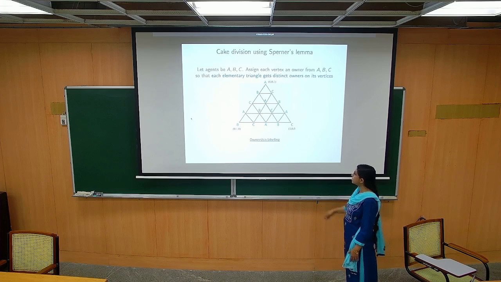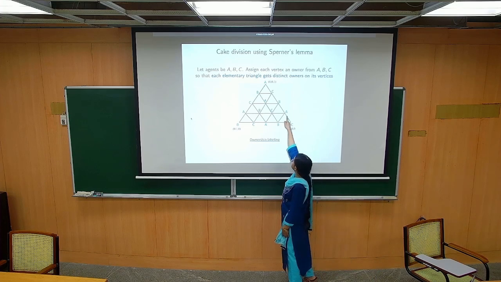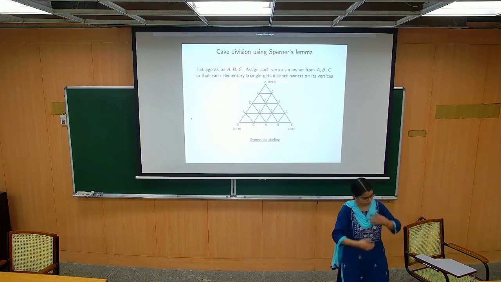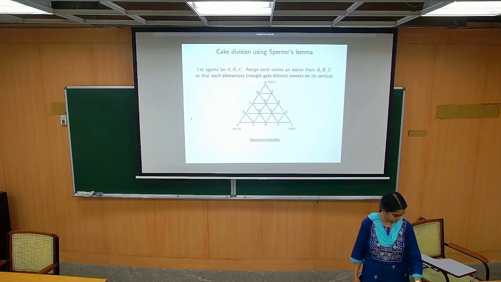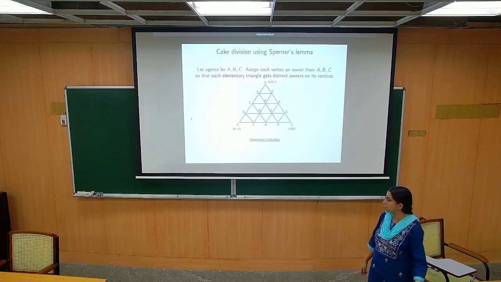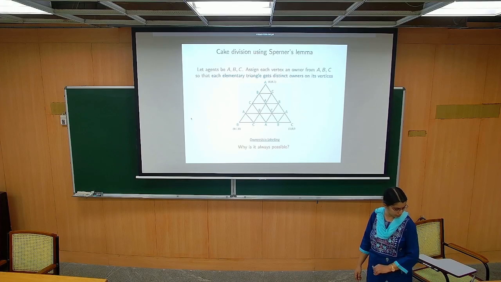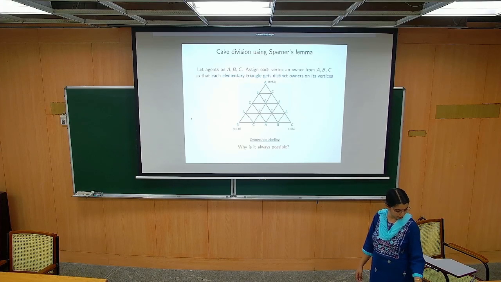And what we want is that for every elementary triangle that we see, the 3 vertices of that triangle should be owned by different agents. Any question here? So this can always be done. I will not prove it, but you can find your own procedure to do this. This is something I will leave at this point, and hopefully you can think and figure it out. It can always be done. This kind of ownership label.